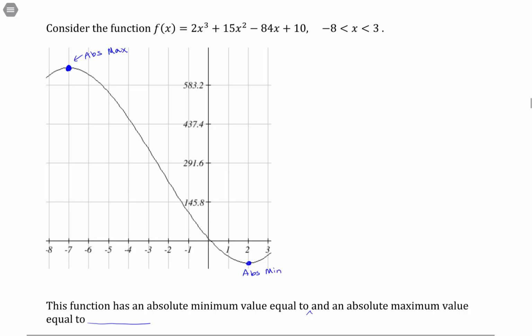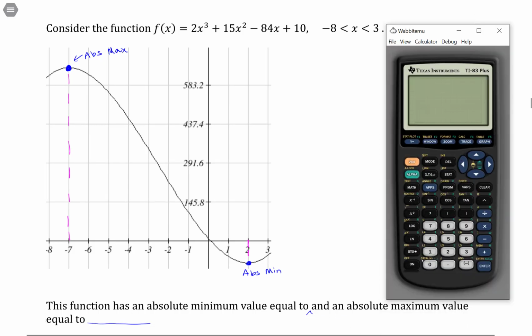The question is, look at this scale, 145.8, 291.6, how in the world would we determine where this point is? We could estimate it, but we can't really determine it all that well. One thing we could note, however, is it happens to be occurring when x is -7 and the minimum is occurring where x is 2. So what we could do is determine what those values are by simply plugging the -7 and the 2 into our function. So that's one way.